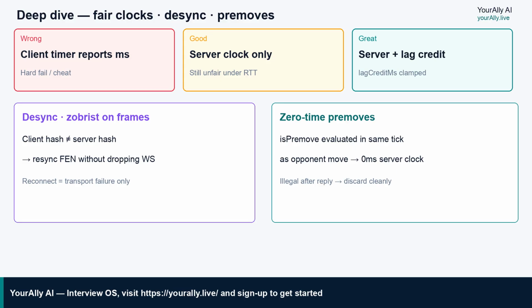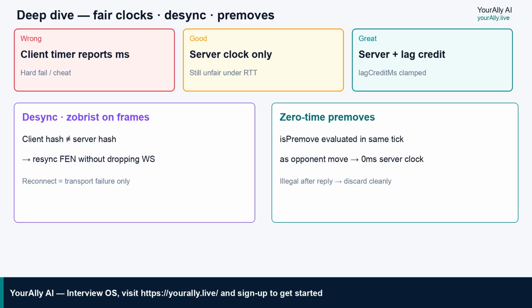State desync: networks flap, UIs race. Embed a Zobrist hash or FEN on every authoritative frame. The client recomputes its local hash after applying the move. On mismatch, request authoritative state and self-correct the board without tearing down the WebSocket. Reconnect is for transport failure. A hash mismatch is a resync. That distinction keeps bullet playable on bad networks.